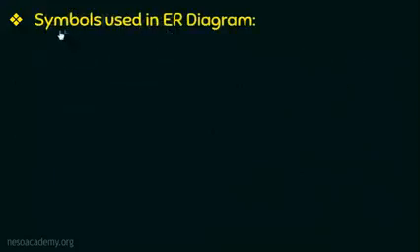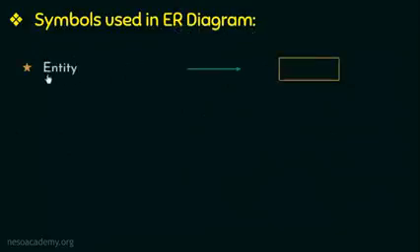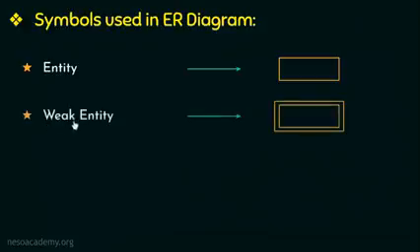Now let us look into the different symbols that we use in the ER diagram. First one is entity. We already learned what an entity is. It is a thing or an object that has existence and it is represented by a rectangle. This regular entity is also called a strong entity. Next we have weak entity. We just saw what weak entity types are and it is represented by a double rectangle.